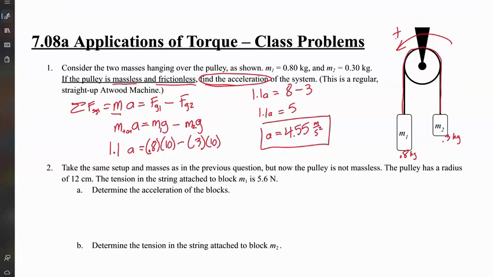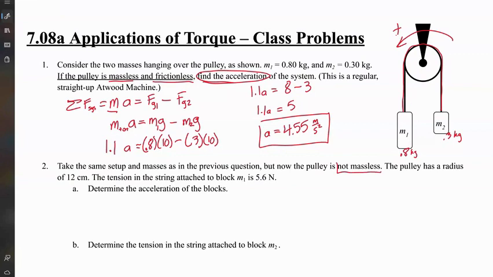Now, let's look at problem 2. Take the same setup and masses, so it's still the 0.8 and the 0.3, but now the pulley is not massless. The pulley has a radius of 12 centimeters. The tension in the string attached to block M1 is 5.6 newtons.